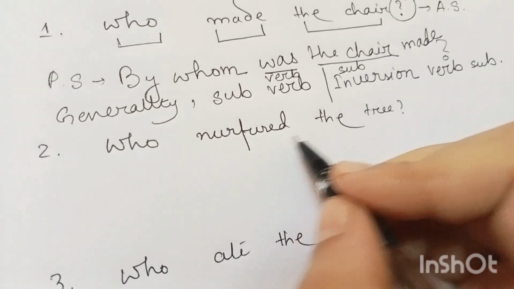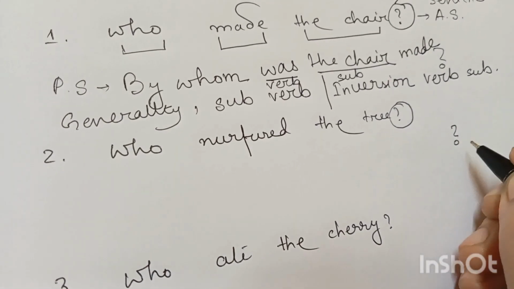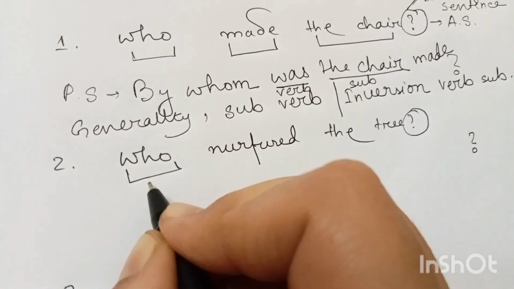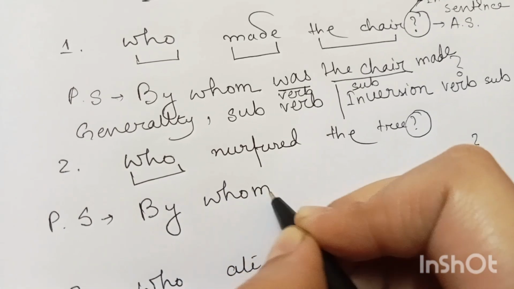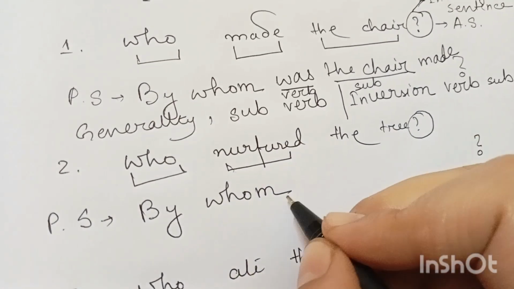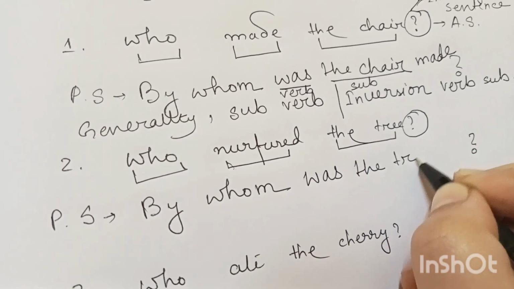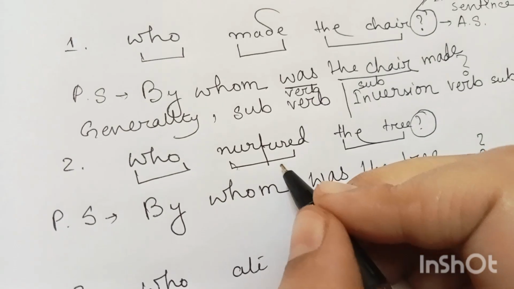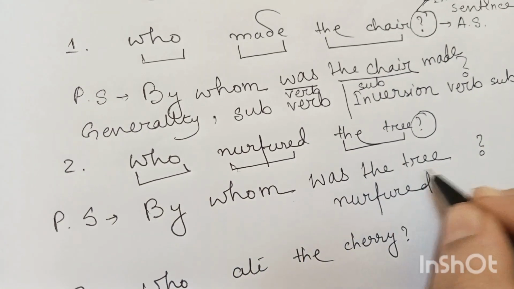Next is who nurtured the tree? See the question mark first. So we first write the question mark, and the sentence is starting with who, therefore the passive sentence starts with by whom, and then we notice the tense, that it is in past tense, so we first write was and then the subject, that is the tree, and then the third form of the main verb. The main verb is nurture, and we write nurtured. By whom was the tree nurtured?